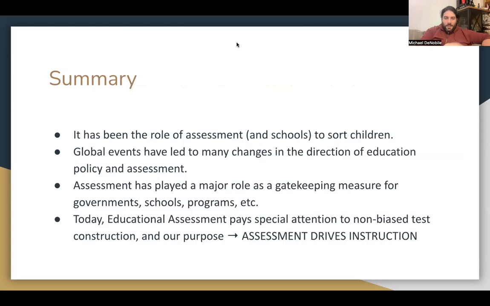I believe here's our overall summary. It has been the role of assessment in schools to sort children. Global events have led to many changes in the direction of education policy and assessment. Assessment has played a major role as a gatekeeping measure for government, schools, programs, etc. And today, educational assessment pays special attention to non-biased test construction.